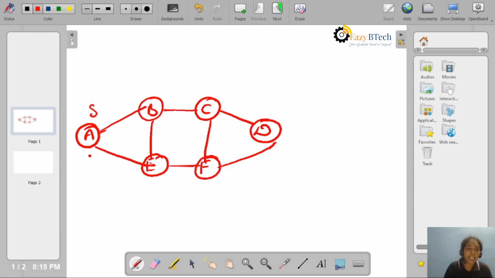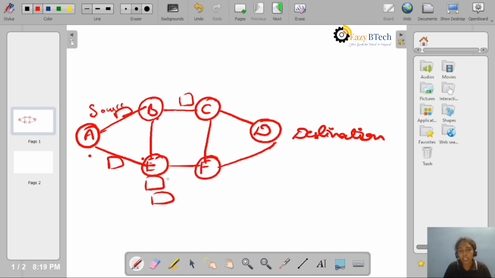A is the source, and D is the destination. We have to send a data packet through the nodes. Here A is interlinked with B and E, so I send the data packet to B and E, and they forward it to their neighbors. So all the nodes receive the data packets. Finally, the destination receives duplicate data packets.